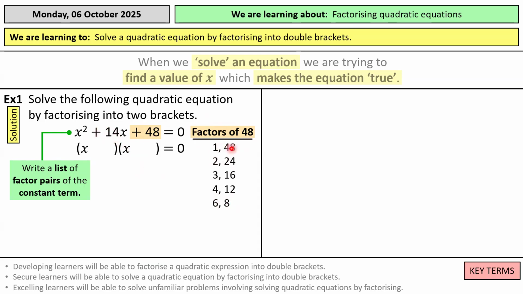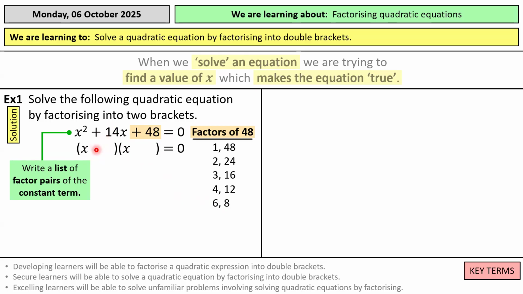But 1 plus 48 is 49. It is not 14. So we have to look for a pair of numbers that when we add, we get 14, and when we multiply, we get 48. So we found it: 6 and 8. Positive 6 multiplied by positive 8 is 48, and positive 6 plus 8 is 14.